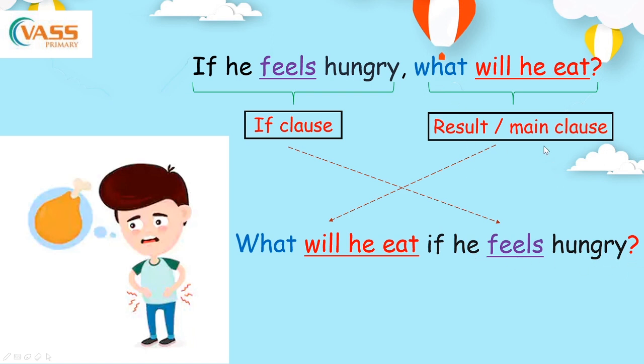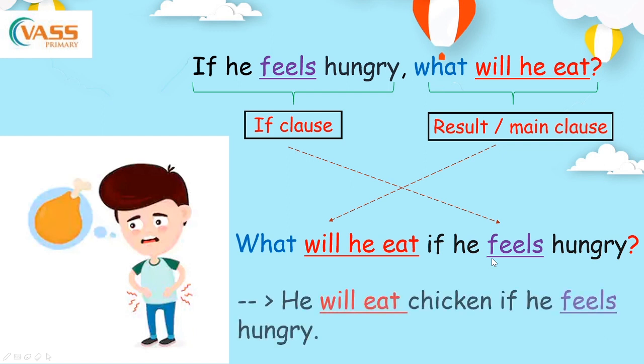So remember, like last time, if we have the result or main clause at the beginning, we have no comma. What will he eat if he feels hungry? And of course, we need our question mark because it's a question. So, what will he eat? Our main clause, future tense. If he feels hungry, if clause, present tense. Very good.